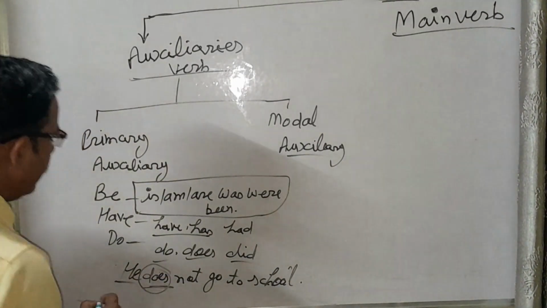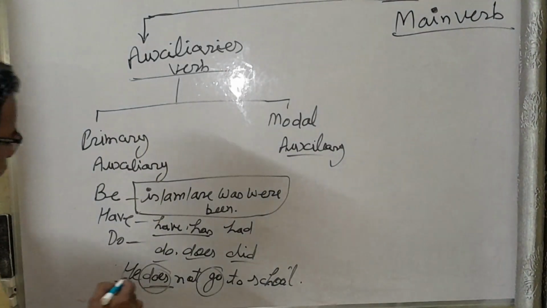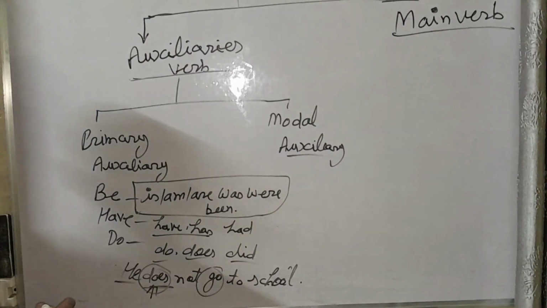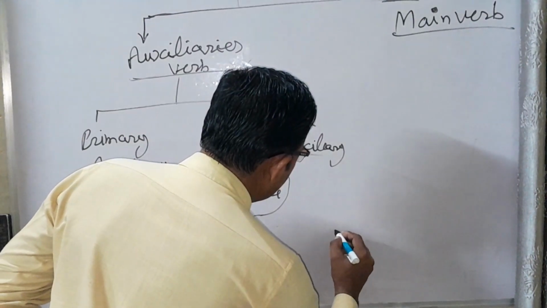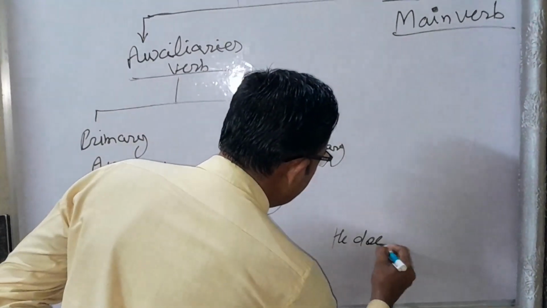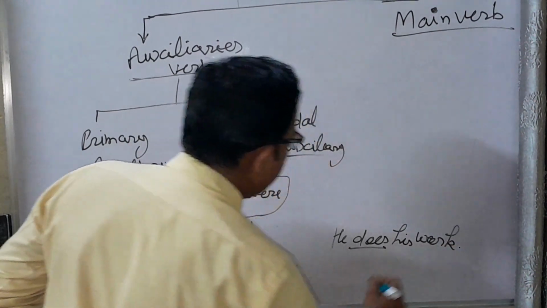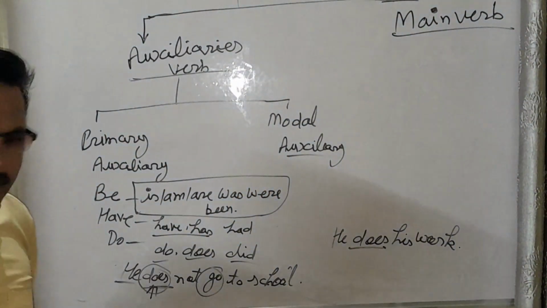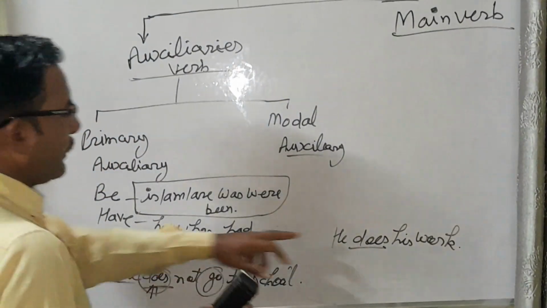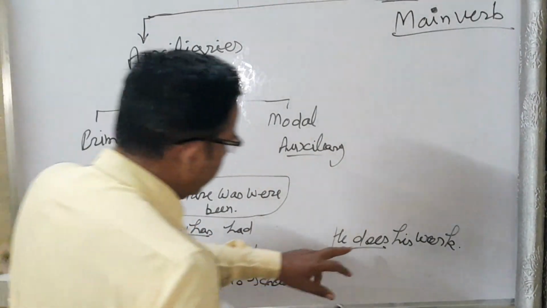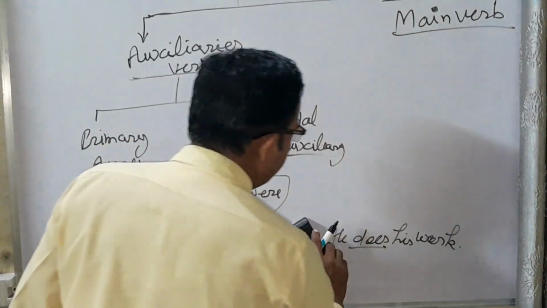It means with a be verb we use a main verb, then do is a primary auxiliary. But if we write down he does his work, then there is no other form of verb, no main verb. Then does is used as a main verb, and it is not a primary auxiliary. It is the main verb this time.